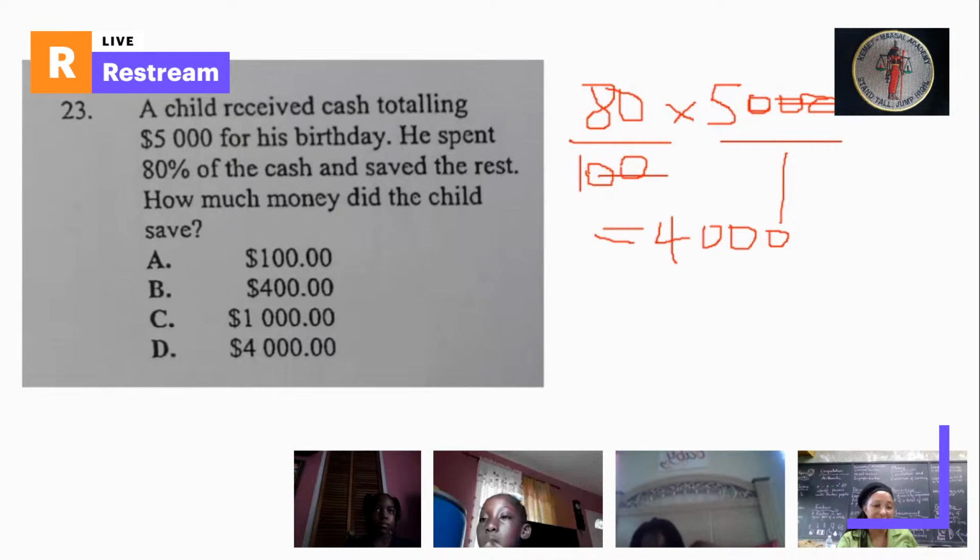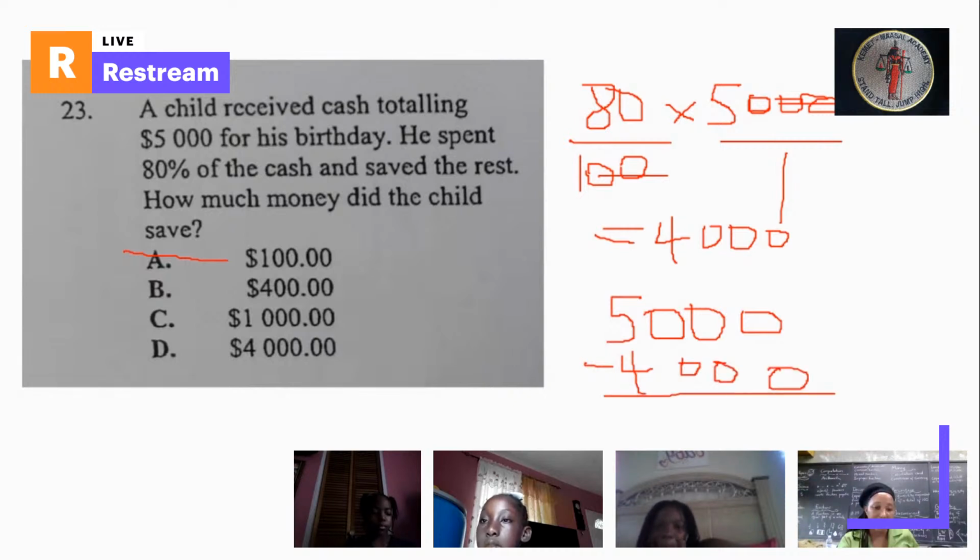All right, so this 4,000 here is the 80%, which is what he spent. So you want to know how much he saved, so you need to take the 4,000 from the 5,000. So Haley, the method that you were using, that's not the correct method. There is another method you could use though.